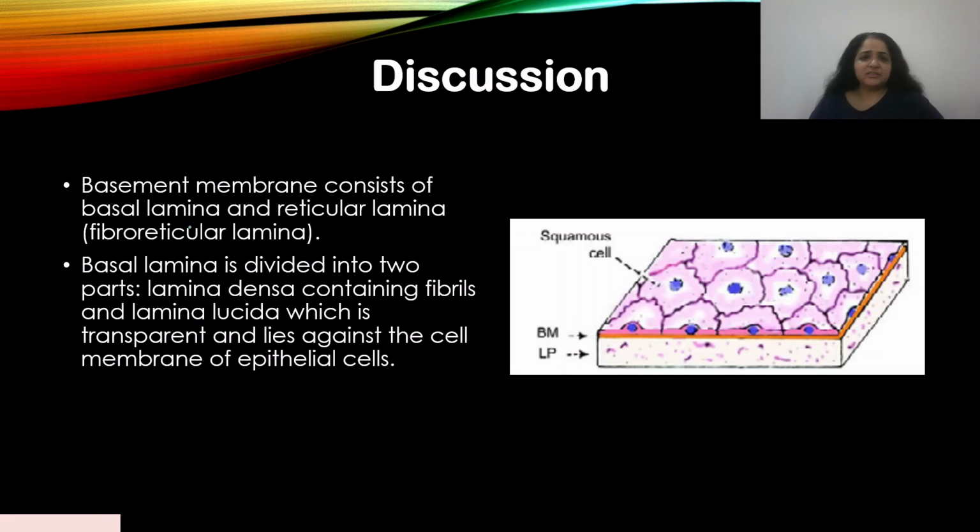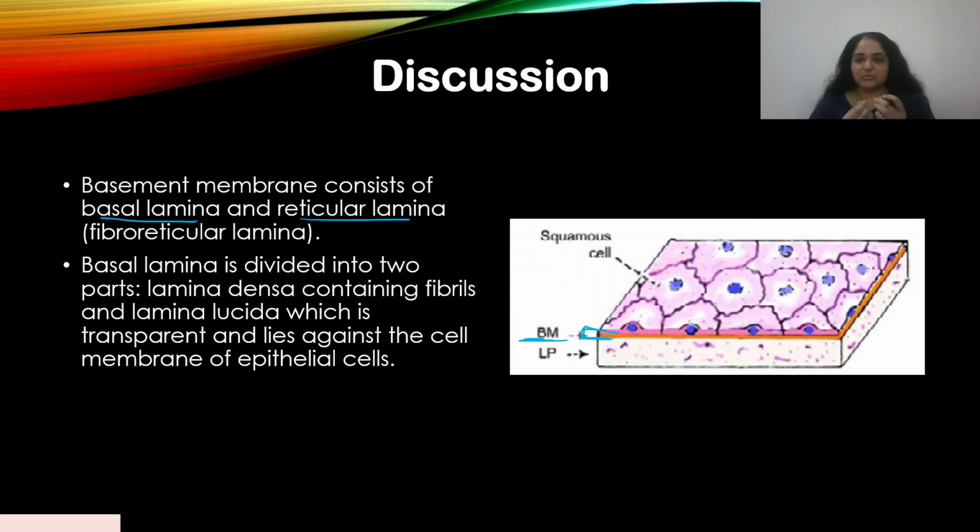So basement membrane consists of basal lamina and reticular lamina. You see BM over here. This is the basement membrane, and it consists of basal lamina and reticular lamina. The basal lamina is then again divided into two parts. Lamina densa containing fibrils, and lamina lucida, which is transparent and lies against the cell membrane of the epithelial cells. Basically, basement membrane is made of amorphous material. They don't have any proper shape or size, unlike cells, which have a proper shape, right? We are aware of that, but the basement membrane is not really that.